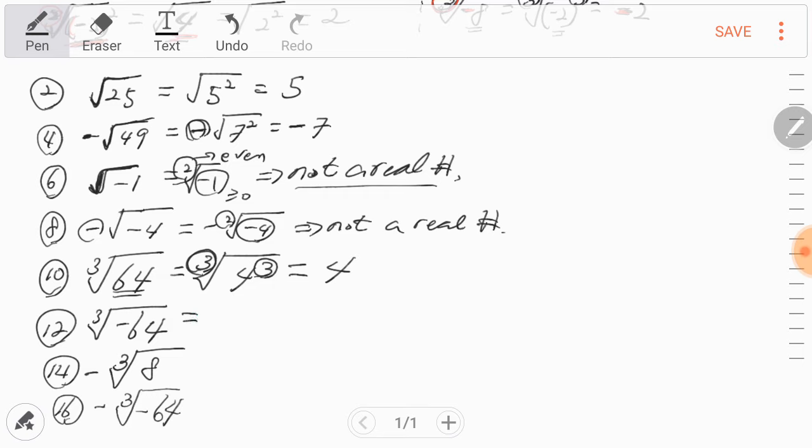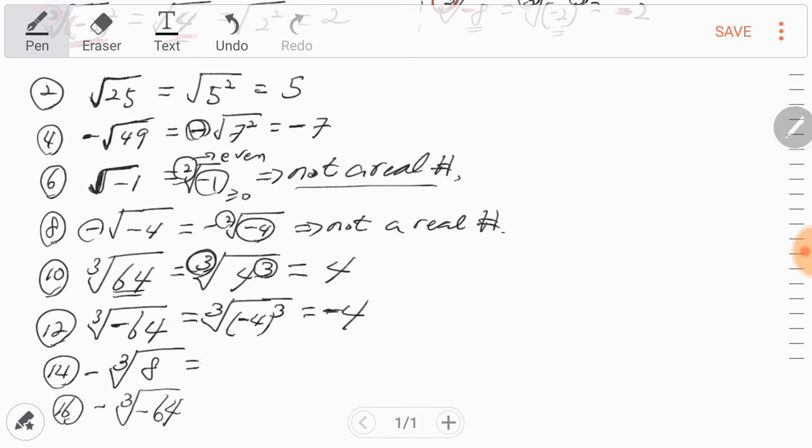How about this one? Number 12. Okay, the index is 3. 3 is an odd number. Odd allows a positive or negative radicand. So negative 64 is okay. And negative 64 is negative 4 cubed. So we can take negative 4 out. Since this is negative, the result is negative. As you can see here, you can take this negative 4 out, so the result is negative.